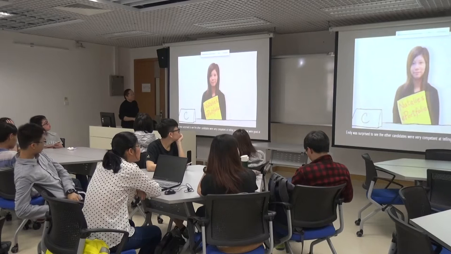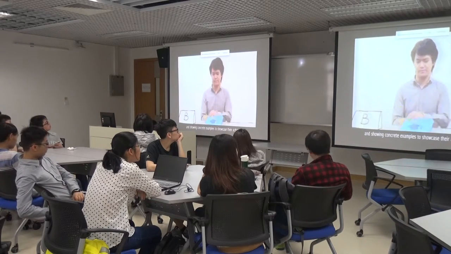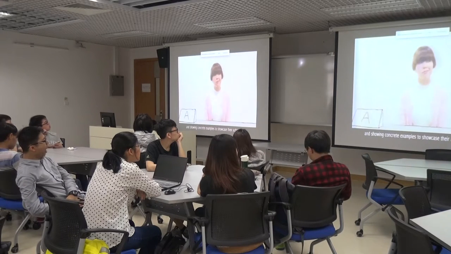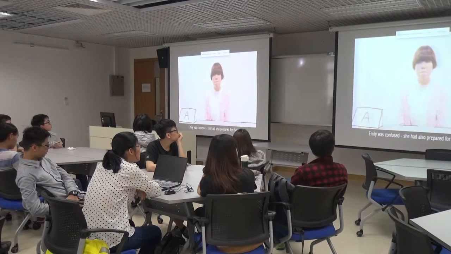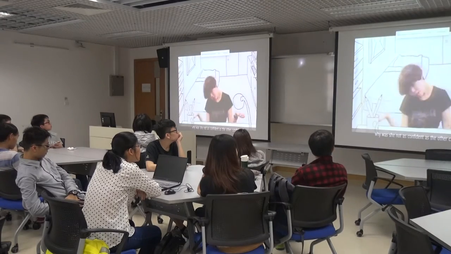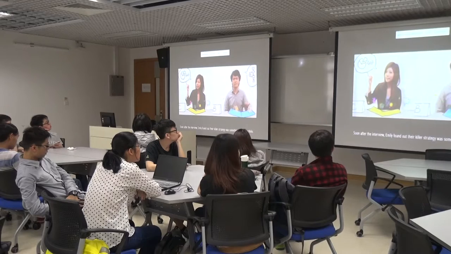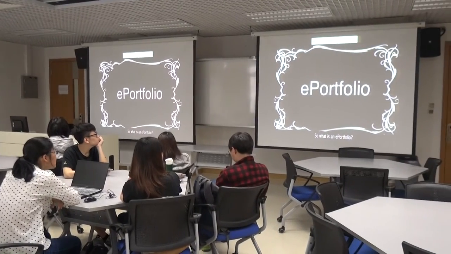Very competent at telling people what they were good at and showing concrete examples to showcase their achievements. Emily was confused. She had also prepared for the interview. Why was she not as confident as the other candidates? Soon after the interview, Emily found out their killer strategy was something called e-portfolio. So, what is an e-portfolio?